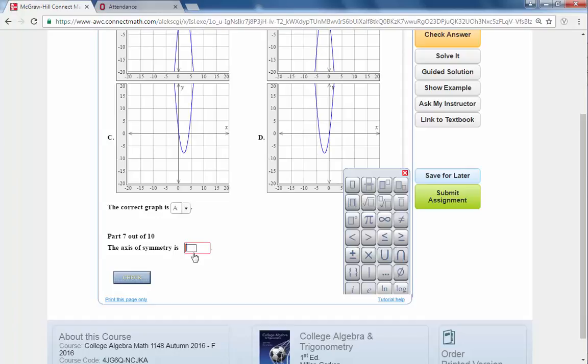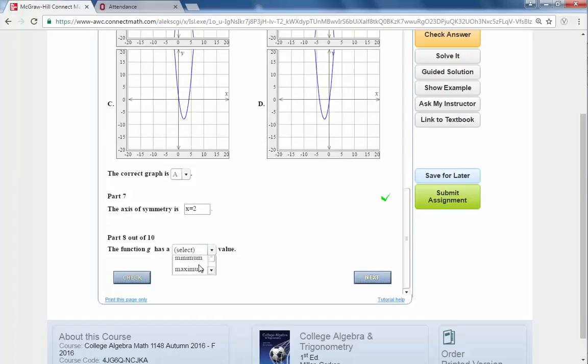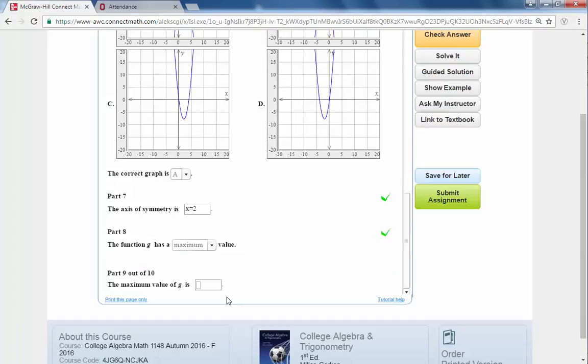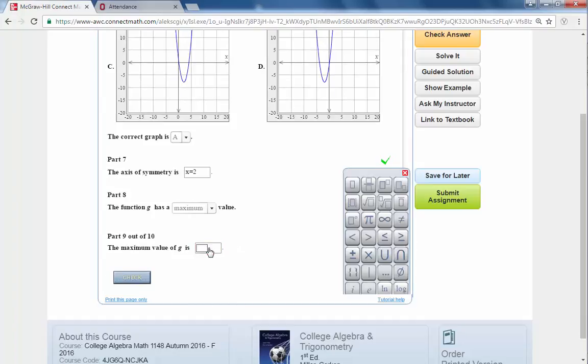Axis of symmetry is x equals whatever the h was, which is 2, right? Has max or min? Max. The maximum value we found was 2. Well, it was at 2, but the value was 8. It's asking for the value.